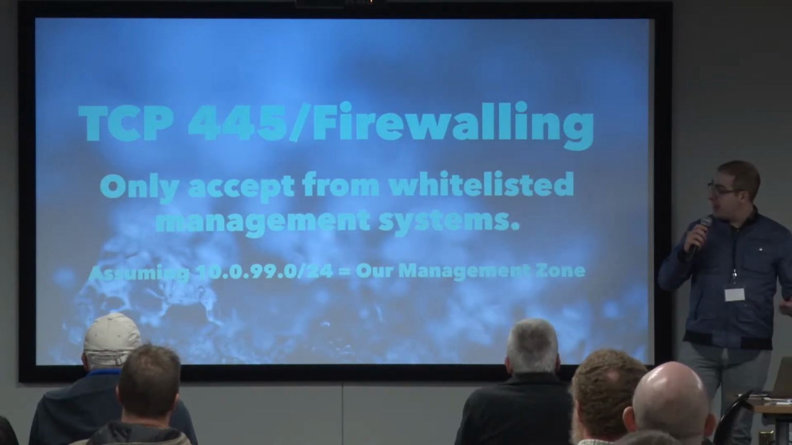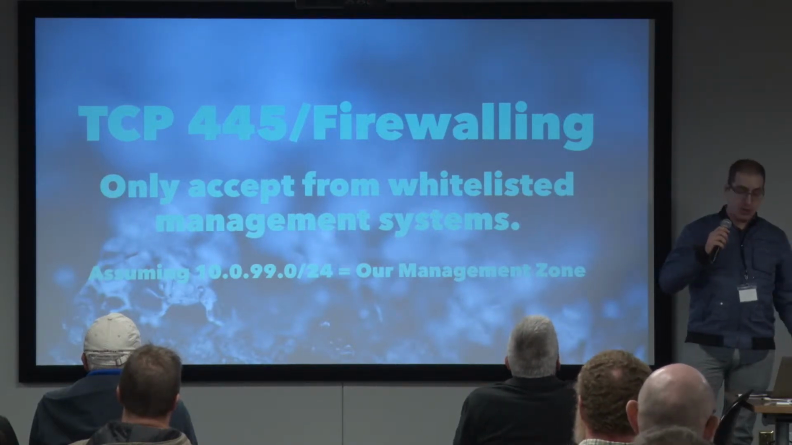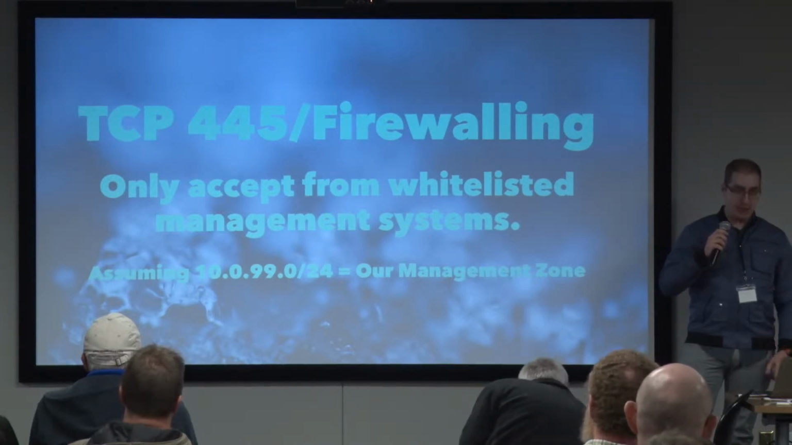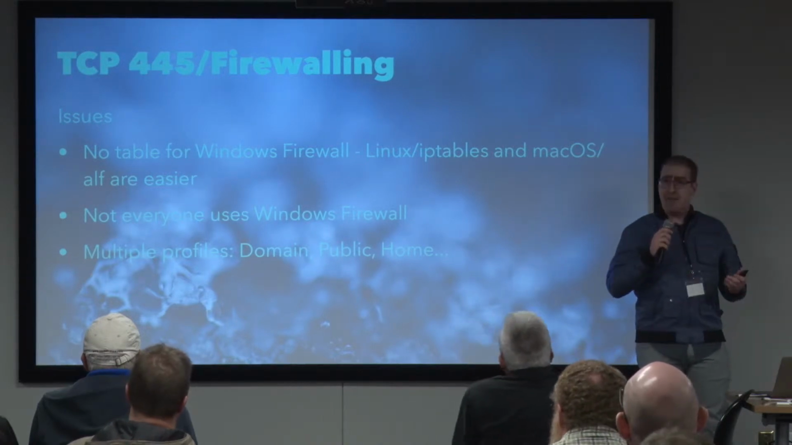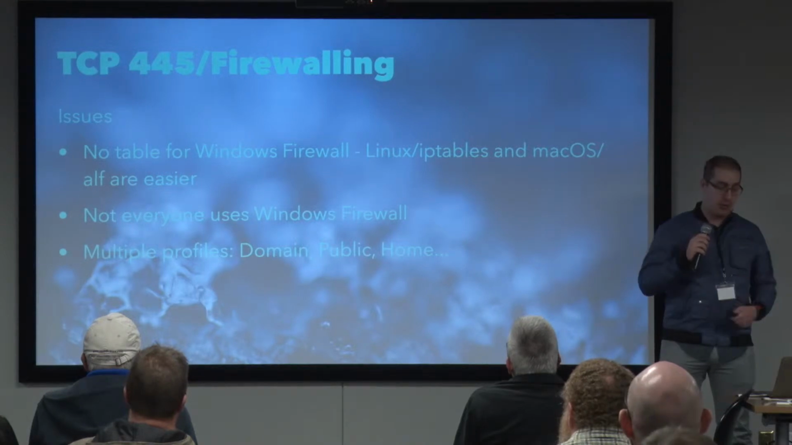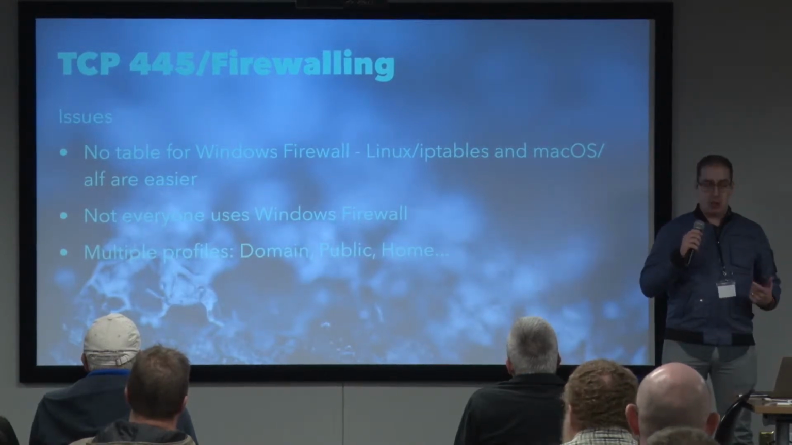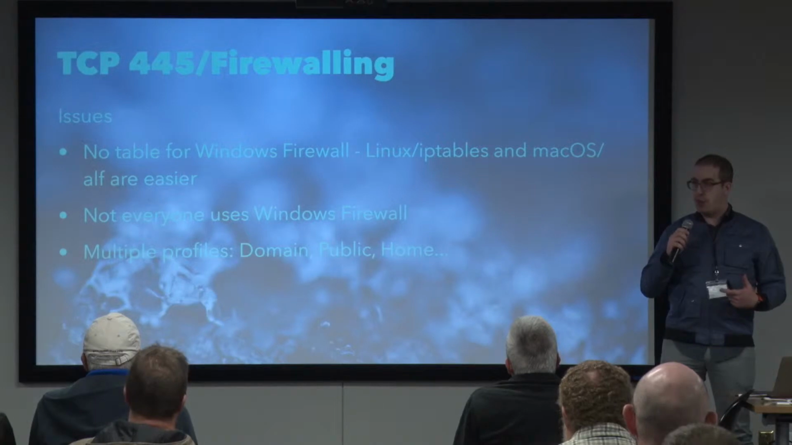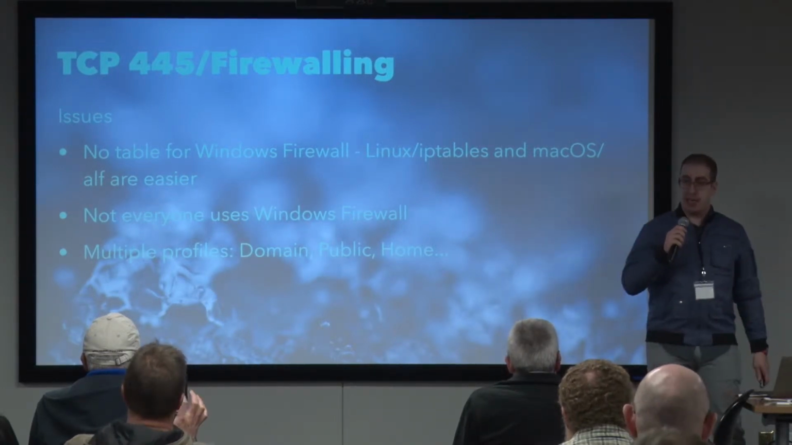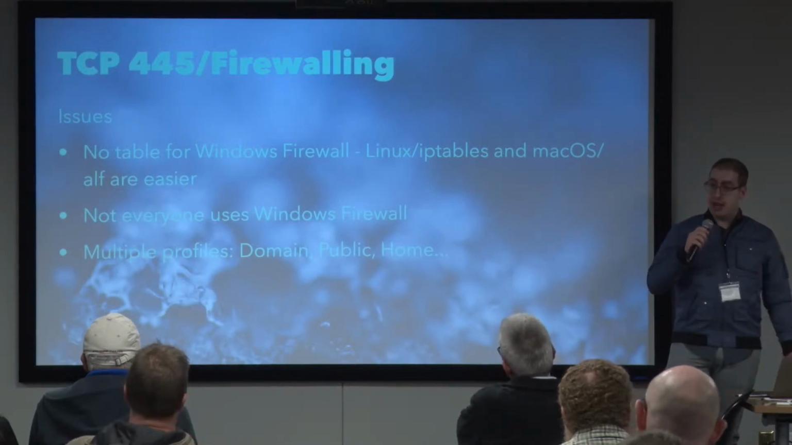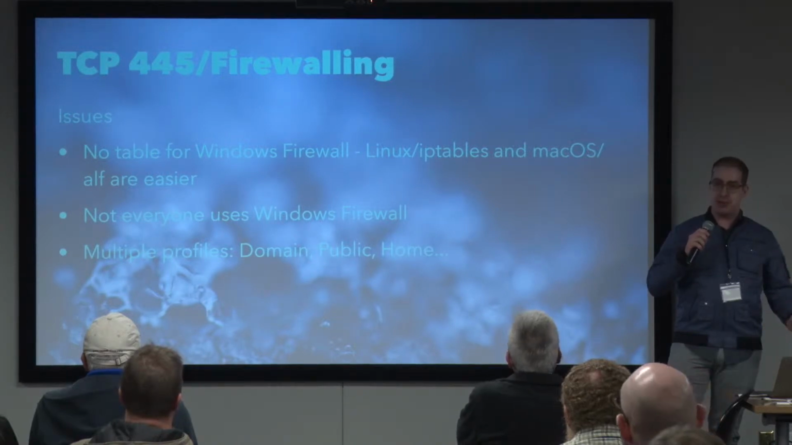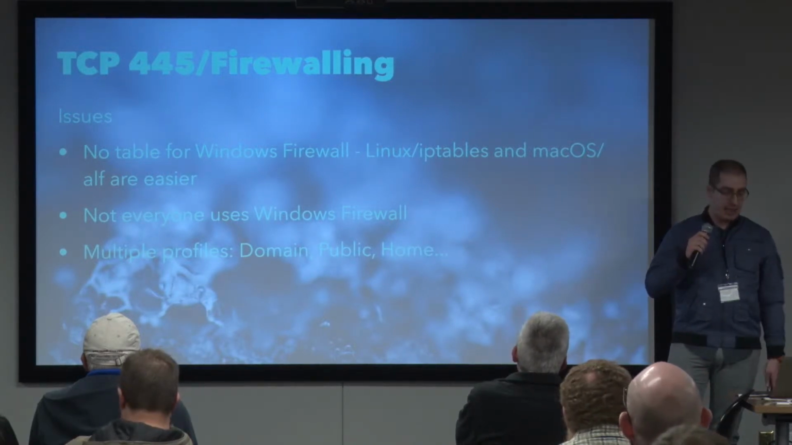So assuming 10.0.99.0/24 is my management zone, obviously it's probably way more complicated in the real environment, but that's just for my VM. I figured, what do I do with OS Query to be sure that I'm protected against lateral movement at the network layer? The issues I had were that OS Query doesn't have a table for the Windows firewall. It would be much easier to do that with iptables or the application layer firewall on Mac. Not everyone uses Windows Firewall, right? Like most of you probably have some kind of AV vendor that also has firewall features in there. It gets complicated pretty quickly.